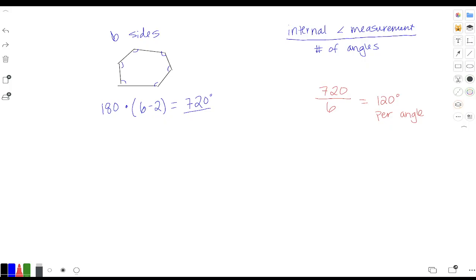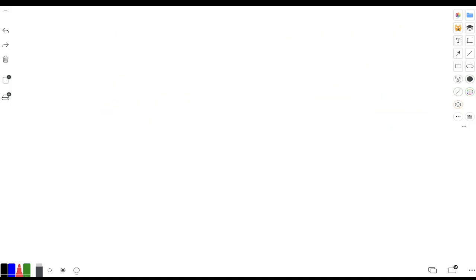Okay, the total angle measurements using this formula, and then just sort of reversing the process in a way to find each individual angle measurement. Okay, now outside of the internal angles, let's draw ourselves a hexagon again. Or a pentagon, I guess. This is going to be a pentagon. So, along with our internal angles, we've also talked about our external angles.